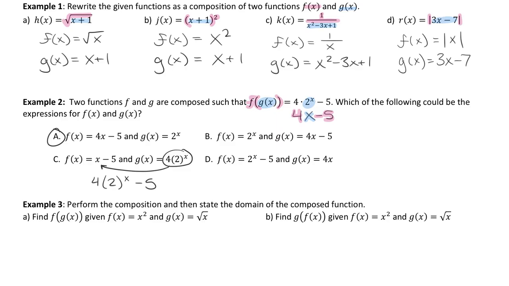So here's an interesting point. That also answers this question. Isn't that what we started with? 4 times 2 to the x minus 5. So this question actually has 2 correct answers, which is interesting.